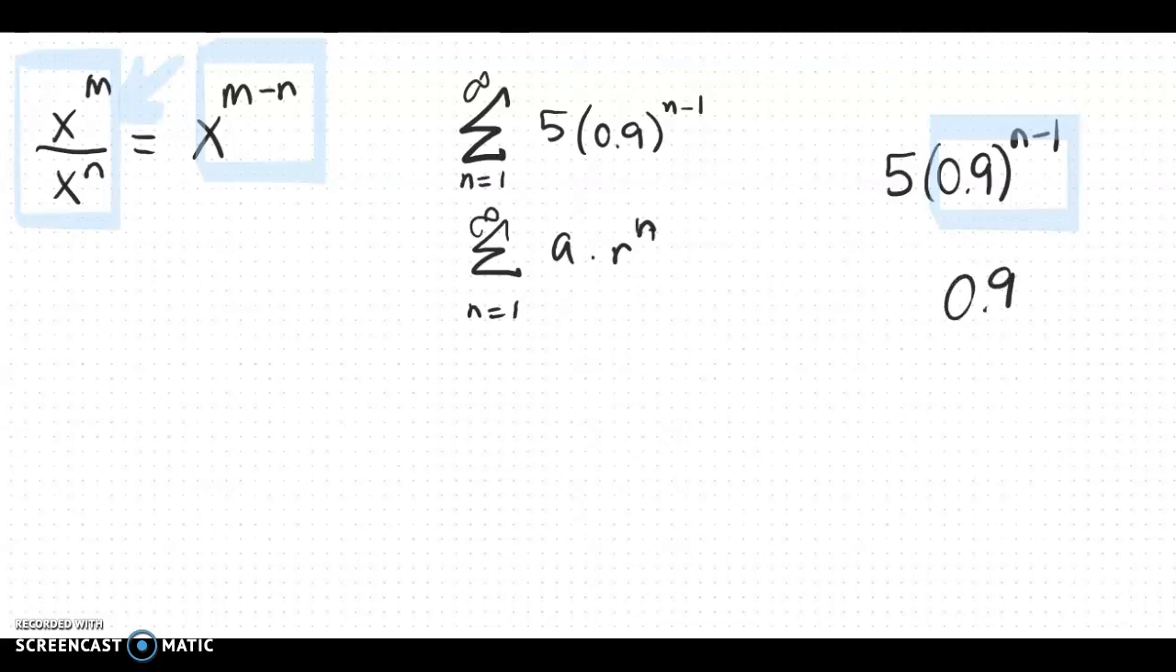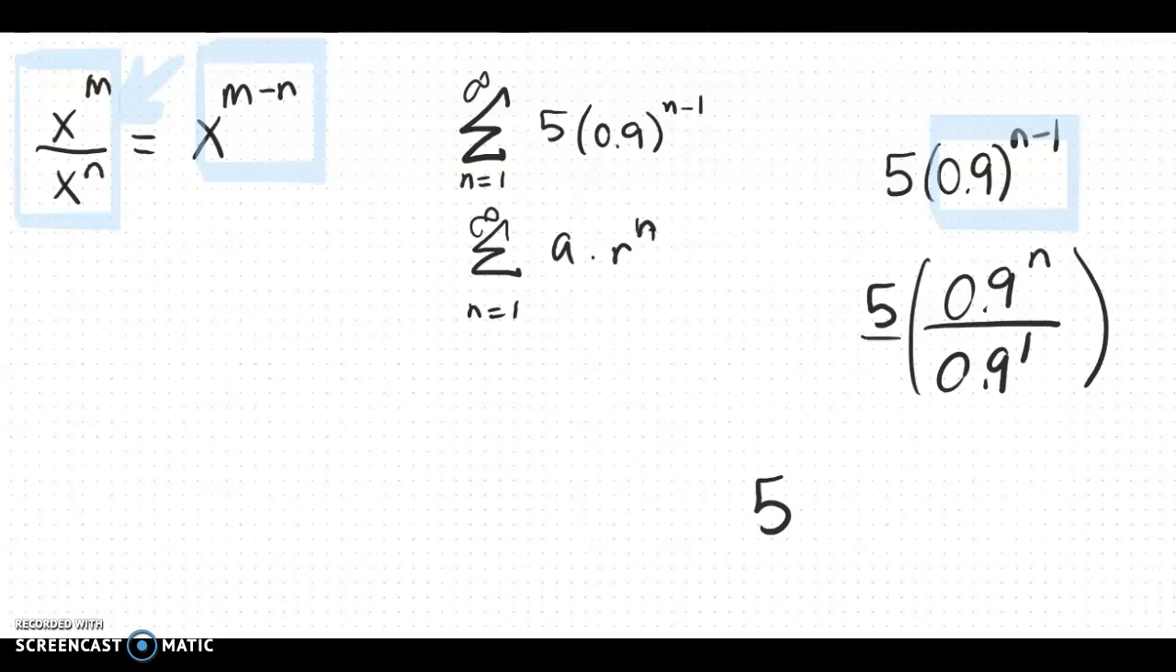So that would have been 0.9 to the n, and it would be 0.9 to the first. That is what I highlighted in blue here. This is what it would have started with, or how I can rewrite it using exponent rules. And then I still have this 5 out in front. So now that I rewrote that, I now have a value to the nth power, and this is 5 times this, and the bottom here is just 0.9. 0.9 to the first power is 0.9.